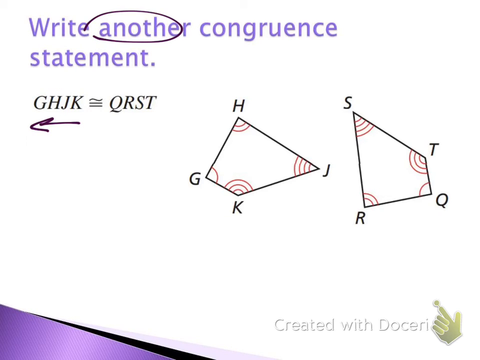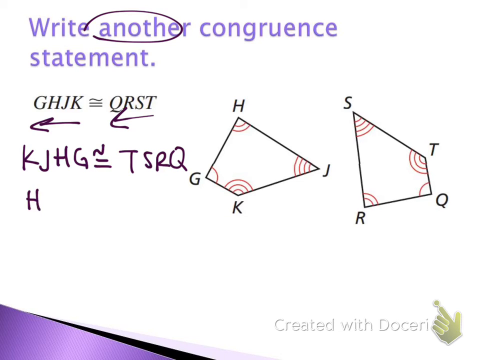The easiest that I've seen is people write it backwards. K, J, H, G is congruent to T, S, R, Q. What else did we write? Sorry, H, J, K, G. That's what you said? So he started here. So R, S, T, Q. I've seen that one. What else?